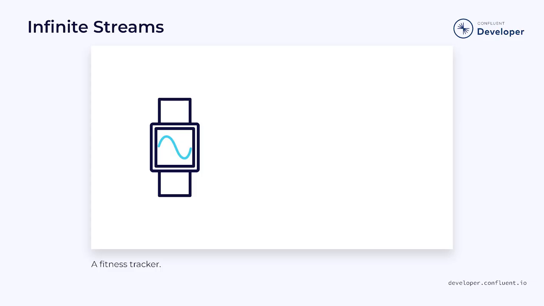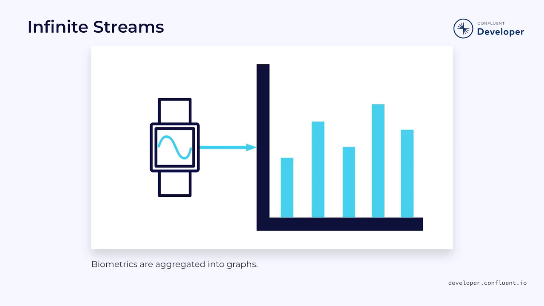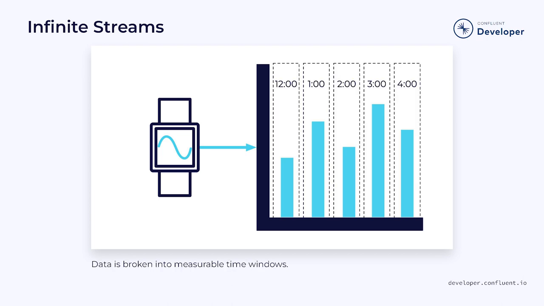Fitness trackers record biometrics like steps and heart rate. They produce an infinite stream of data. However, we still want to aggregate the data into sums and averages. To accommodate aggregation, we break the metrics into time windows, such as how many steps were taken today or in the last hour. These computations separate the infinite stream into measurable time periods.